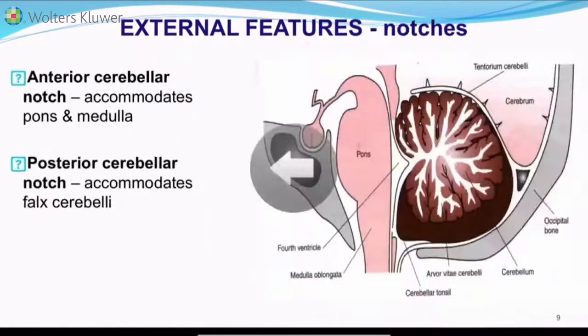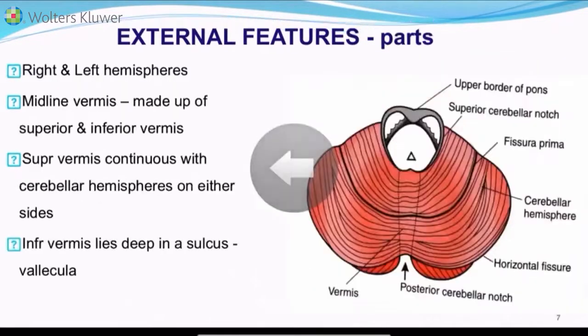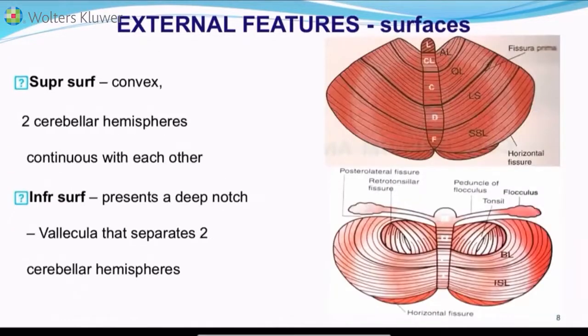Having gone through so many slides for the external features, let's do a quick recap once again. It's made up of three parts: right and left hemispheres, and the midline vermis. Superior vermis and inferior vermis are the subdivisions of the midline vermis. Superior vermis can be seen from the superior view and inferior vermis lies deep in a sulcus, the vallecula. Two surfaces: the superior surface, along which the two cerebellar hemispheres are continuous with each other.